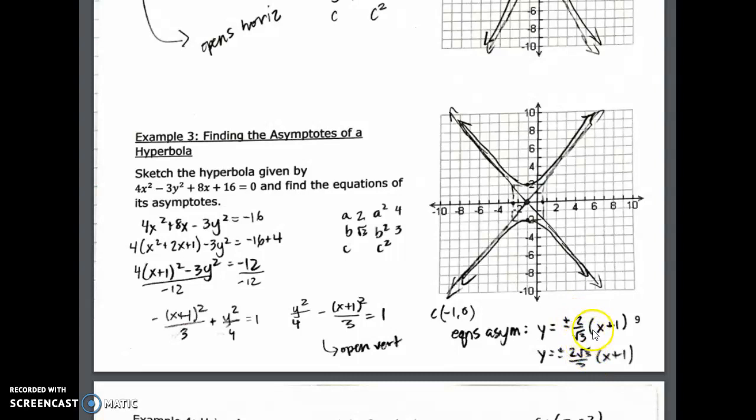because we have two asymptotes, one with a positive slope and one with a negative slope. And in this one, I just cleaned it up so that I didn't have a radical in the denominator. So I rationalized my denominator. So my final answer would be plus or minus 2 square root of 3 over 3 times the quantity x plus 1.